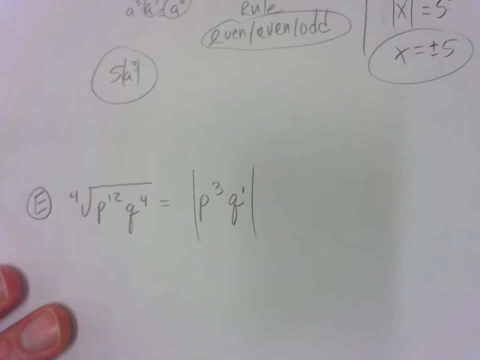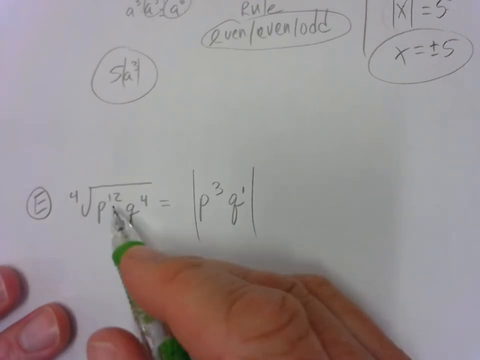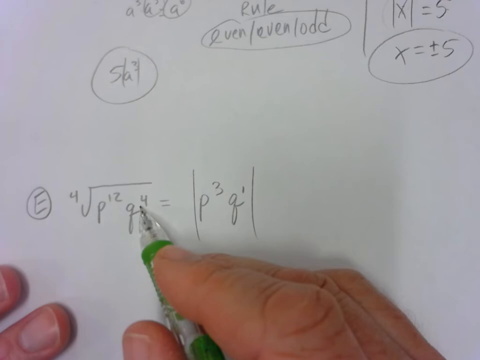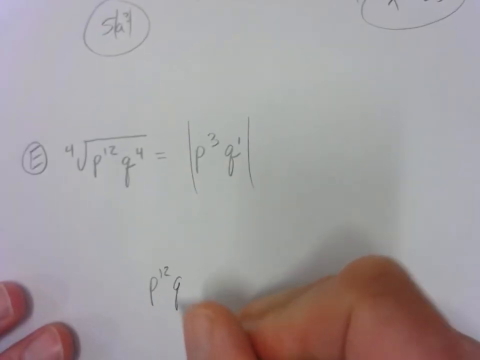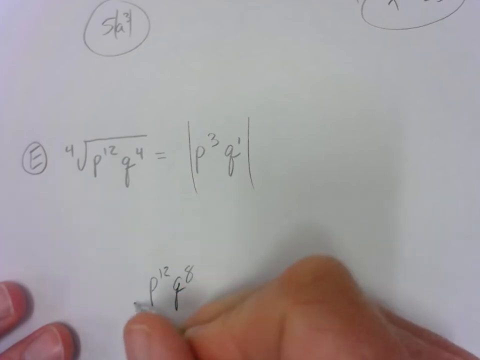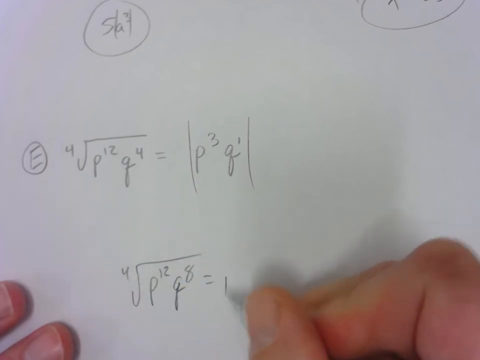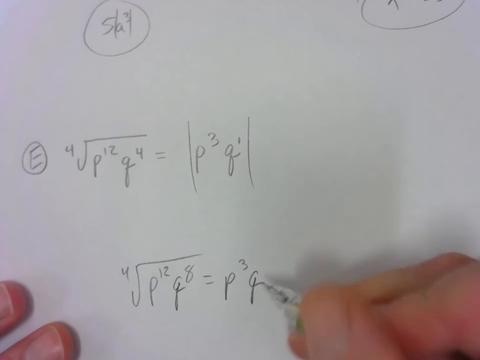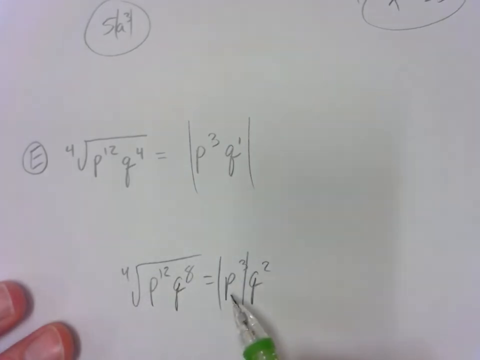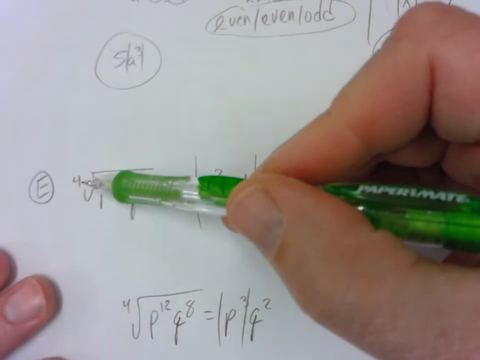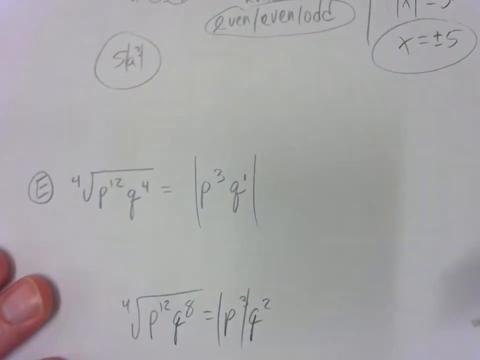All right. Now, if that was an 8, then you would only put the absolute value on this one. So if it was p to the 12th and q to the 8th, and then it was the 4th root, it'd be p to the 3rd, q, 8 divided by 4 is 2. So you'd only put the absolute value around this guy, not that one. So it has to be even, odd, not even. Okay, so anytime you have an even root here, you have to watch out for this even, odd rule.